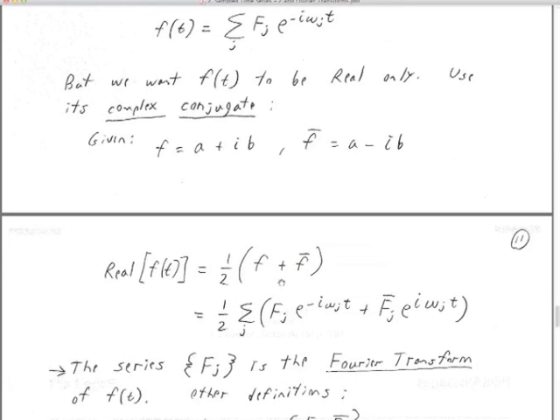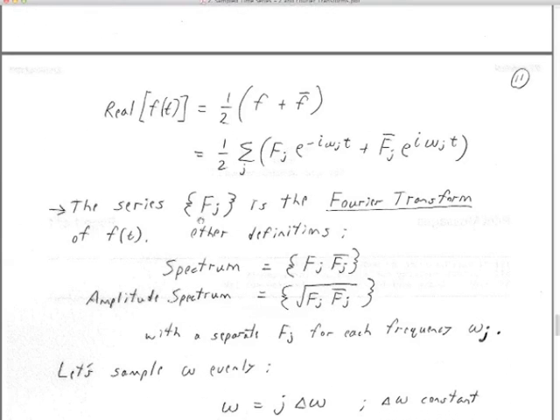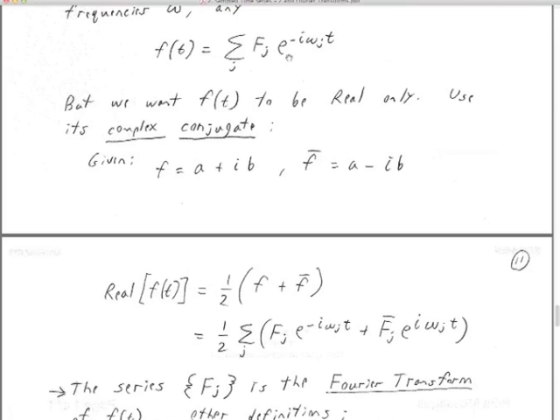So that's a simple way of taking a possibly complex function and assuring that it's all real. So that's a simple way of getting the real part. Okay, so we can apply that to the Fourier series that we put forward here, that is representing the data.